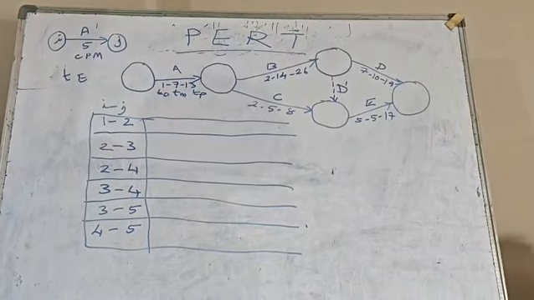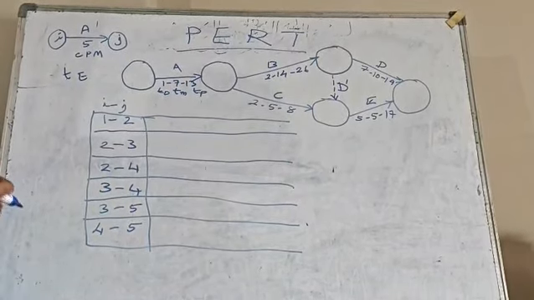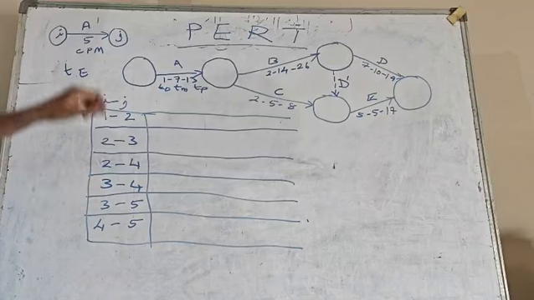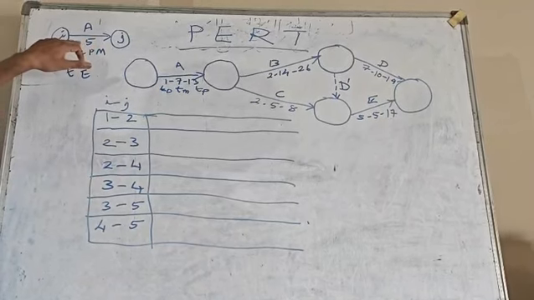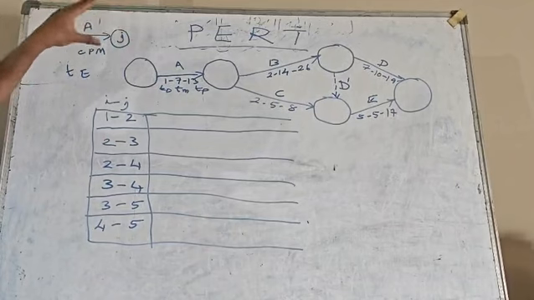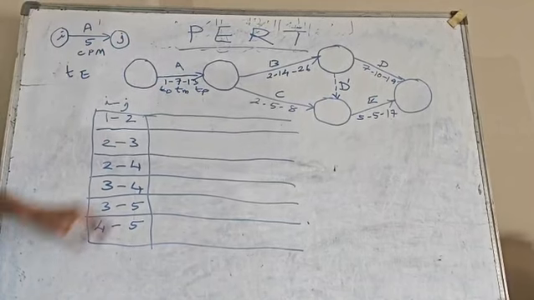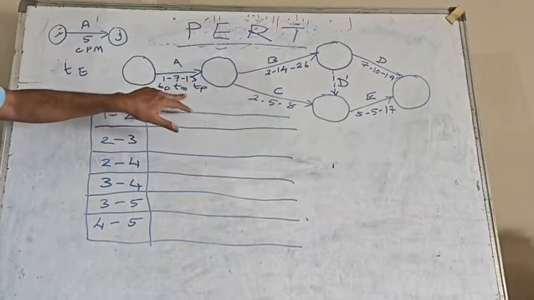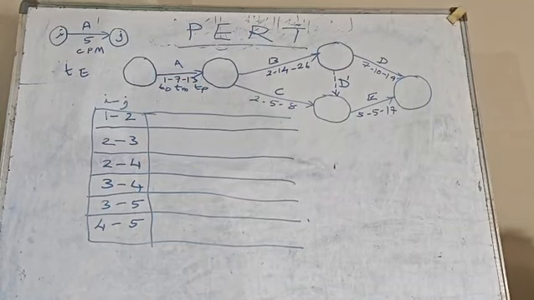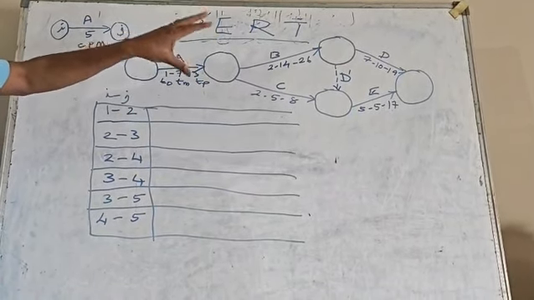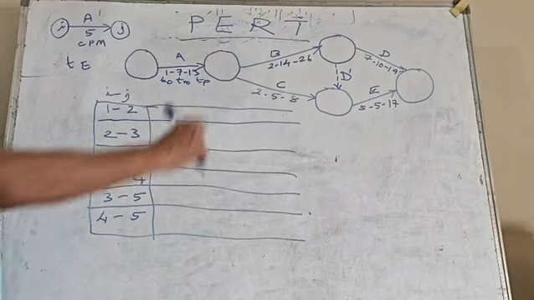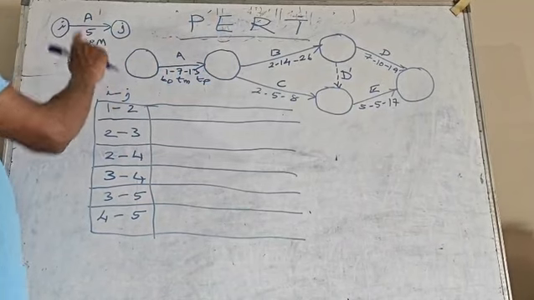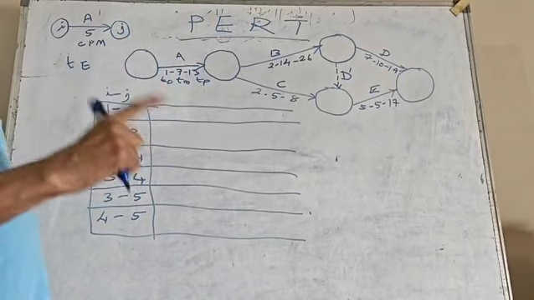Now you may ask me one question: why 3 time estimates in one case and 1 time estimate in the other? The reason is this. When we give 1 time estimate, the whole process becomes a deterministic process. When we have 3 time estimates, because the optimistic, most likely and pessimistic times are involved, the problem is converted into a probabilistic problem. So PERT is called a probabilistic analysis, and CPM is called a deterministic analysis. This is the basic difference.